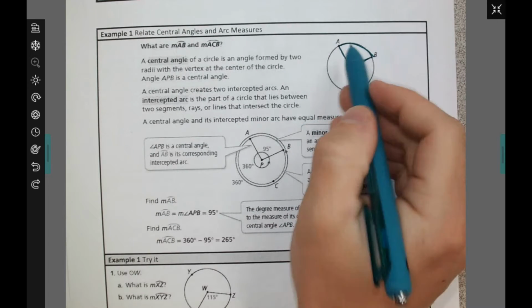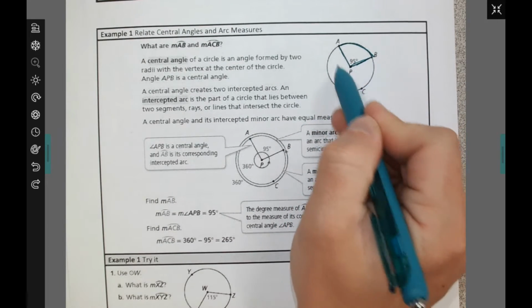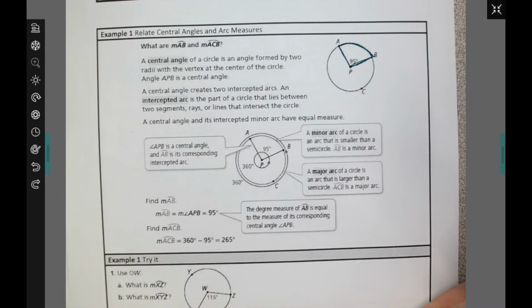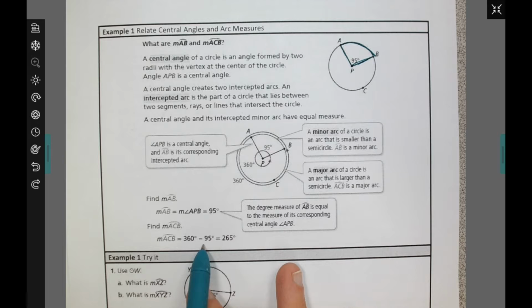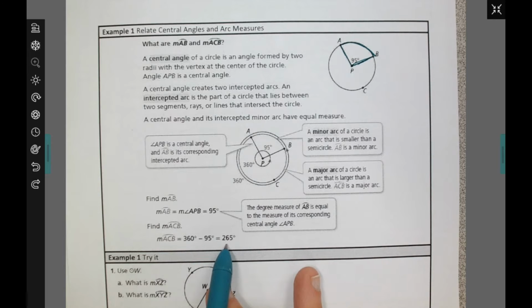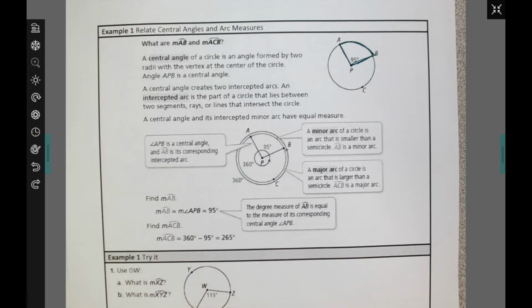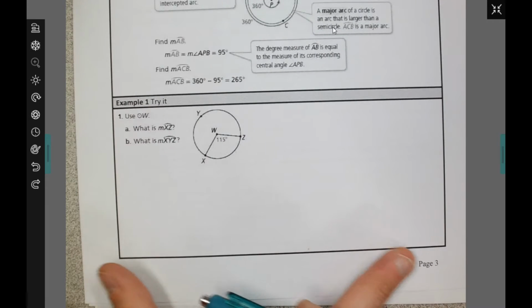If I wanted to find ACB, so going around the other way, we know that a circle has 360 degrees. So to do that, it would be 360 minus 95, and that would give me the measure for ACB.